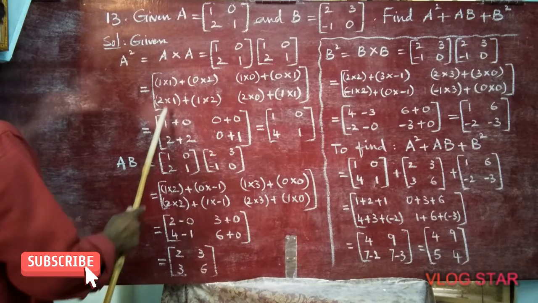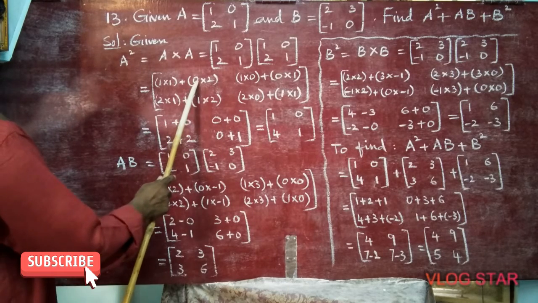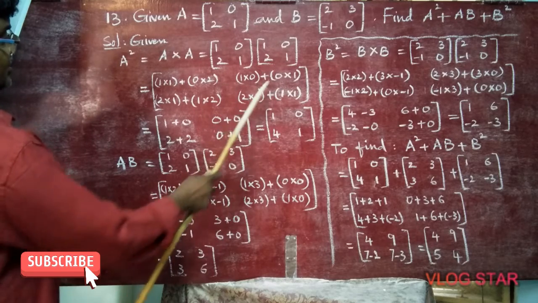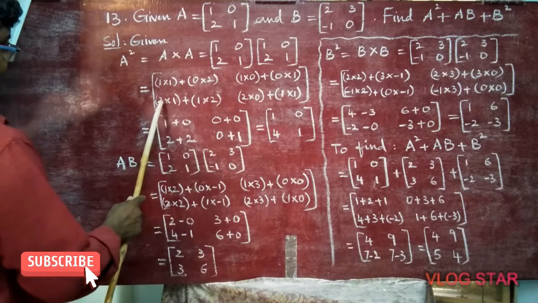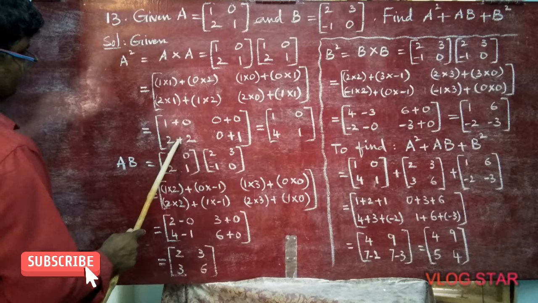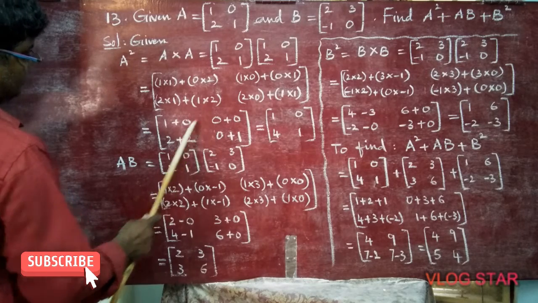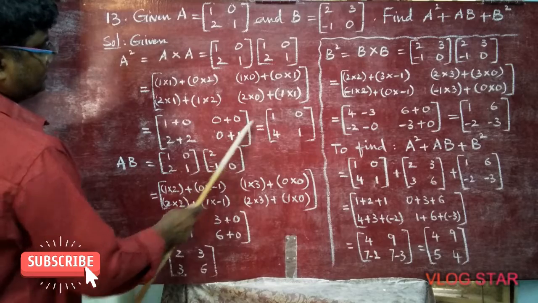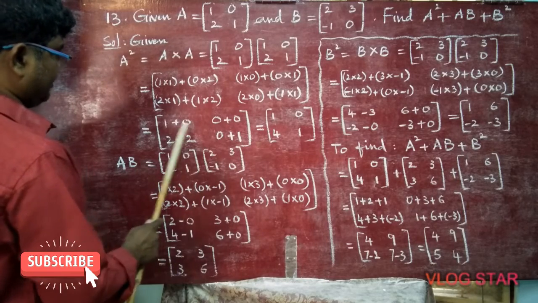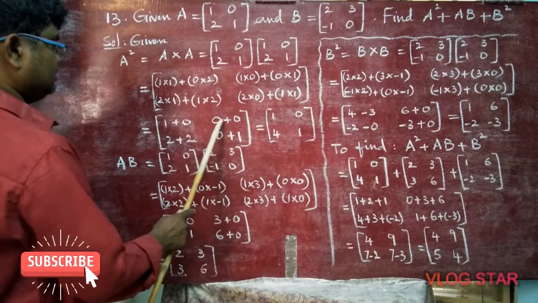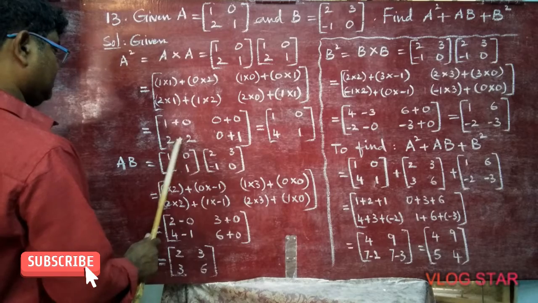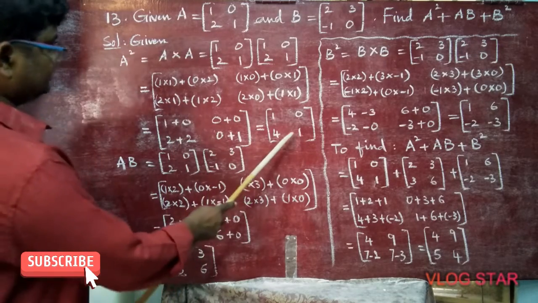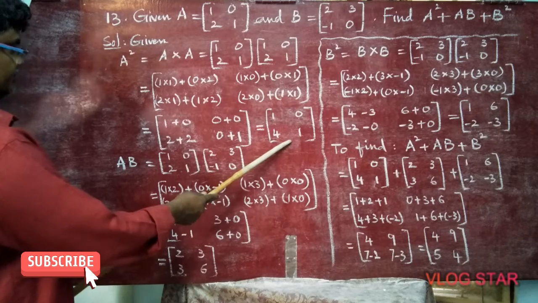Now 1 1s are 1 plus 0 2s are 0. Next 1 zeros are 0 plus 0 1s are 0. Next 2 1s are 2 plus 1 2 is 2. Next 2 zeros are 0 plus 1 1s are 1. Simplify. 1 plus 0 is 1. 0 plus 0 is 0. 2 plus 2 is 4. 0 plus 1 is 1. This is the value of A square.